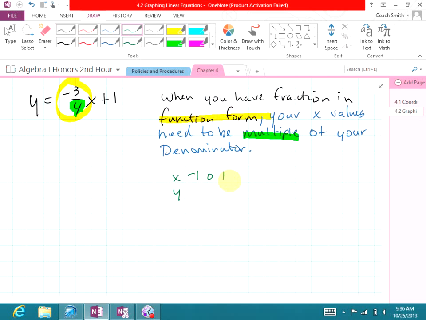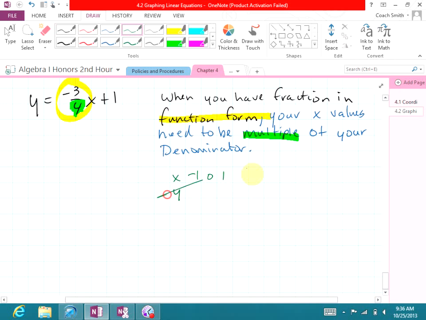Okay, well, the problem I'm going to run into is this. -1 times -3/4 is what? +3/4, right? So if I take 3/4 and add 1 to it, now I have 1 3/4. So now I'm having to graph -1 and 1 3/4. Okay? Which is, you can do, but it just makes it easier if we do it the other way with the multiples. Okay? And I'll show you why.